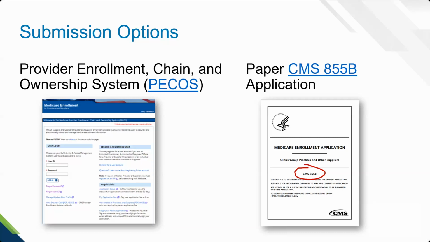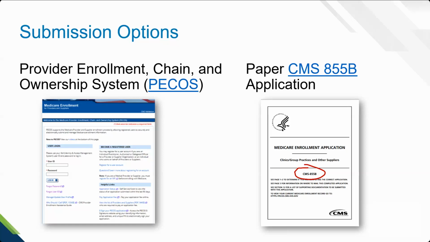If someone is enrolling as mass immunization supplier only, we more oftentimes see they're submitting the CMS 855B, or the supplier enrollment application. So this is going to be for the business itself, the supplier itself, and less about the individuals that are working for that supplier. There are a couple of ways to submit that. There is the electronic version through our Provider Enrollment, Chain and Ownership System, which you'll hear me refer to as PECOS, or the paper CMS 855B.